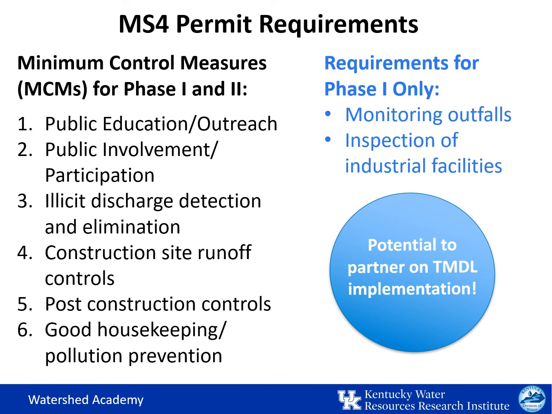Phase 1 and Phase 2 permits are similar in that they both have 6 minimum control measures to be addressed. The Phase 1 permits are more specific and also require monitoring of outfalls and inspection of industrial facilities. These are individual permits. If you have an MS4 in your watershed, they can also serve as a great partner, particularly if you can align some of your activities with requirements of their permit.